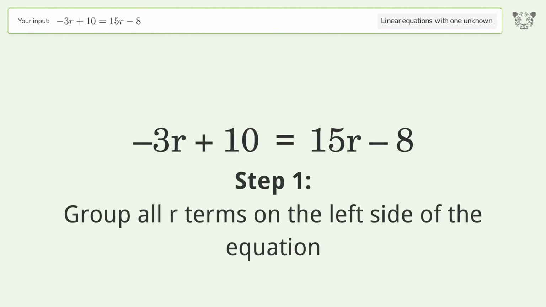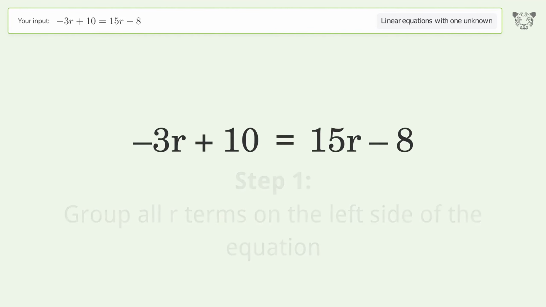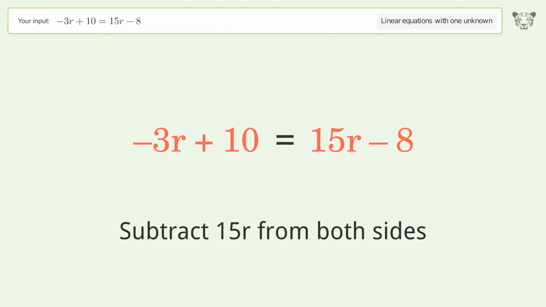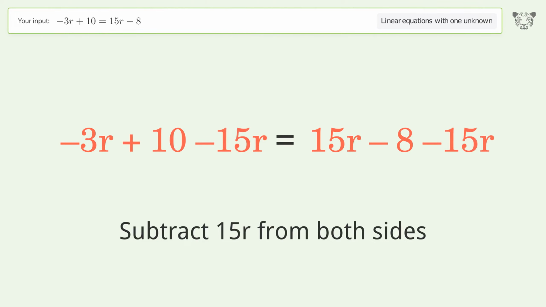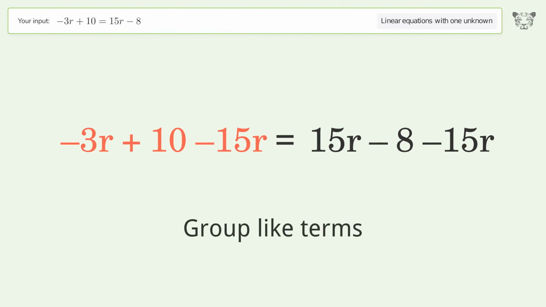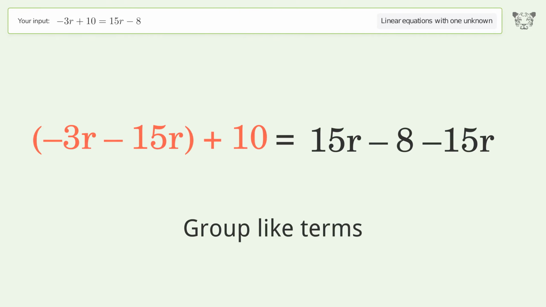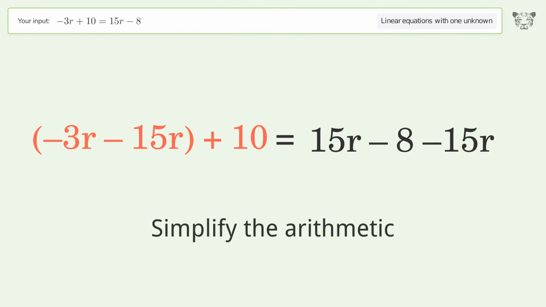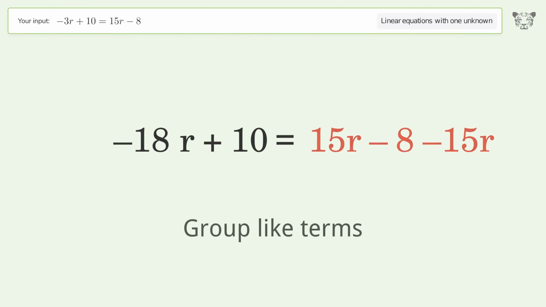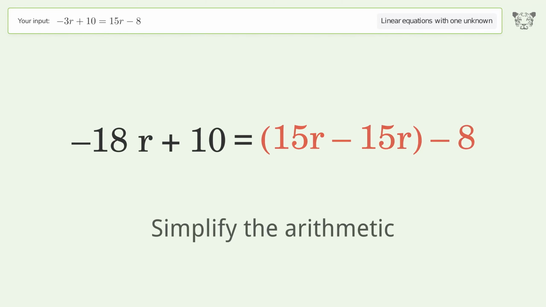Group all r terms on the left side of the equation. Subtract 15r from both sides. Group like terms. Simplify the arithmetic. Group like terms. Simplify the arithmetic.